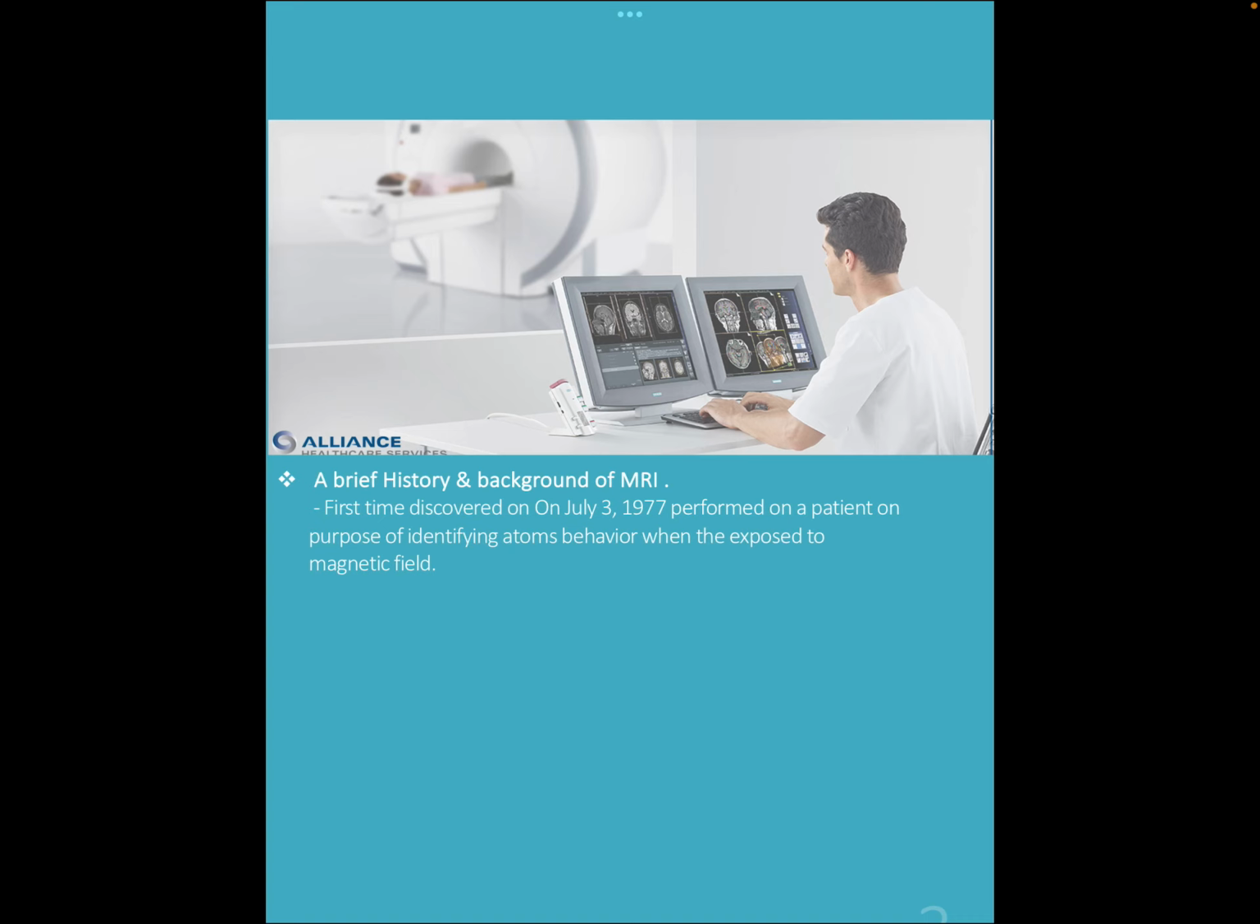It became very useful to serve the medical field, especially for non-invasive diagnosis of the human body, to discover diseases without performing surgeries.